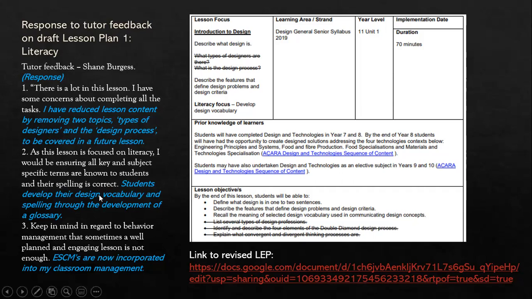The third one is to keep in mind in regards to behaviour management that sometimes a well-planned and engaging lesson is not enough. Therefore, I've incorporated the ESCMs into my classroom management plan. And a link to the revised lesson plan can be found just below there.